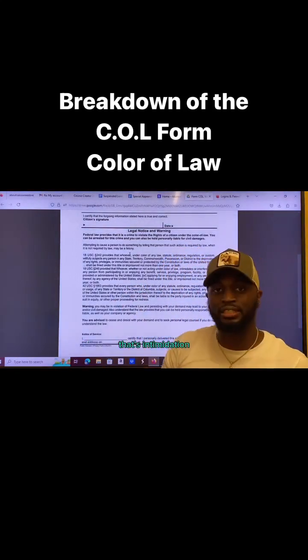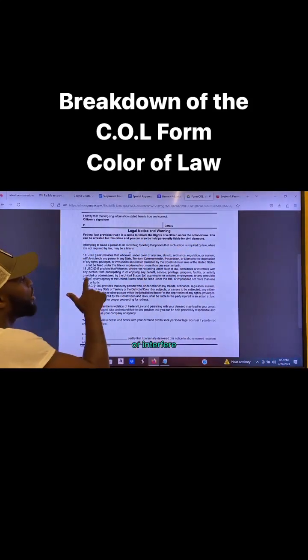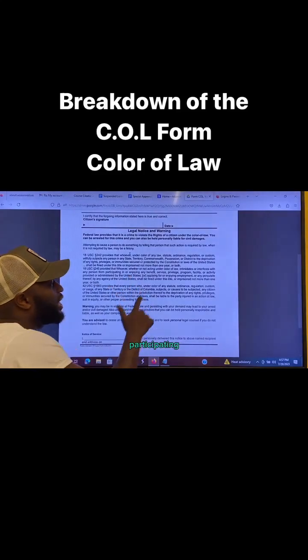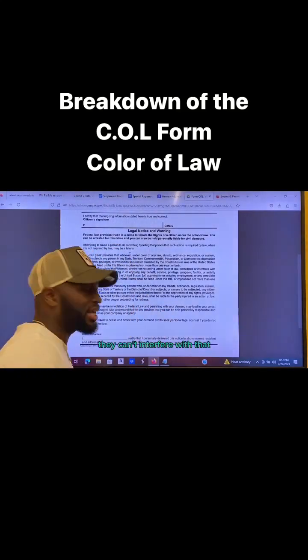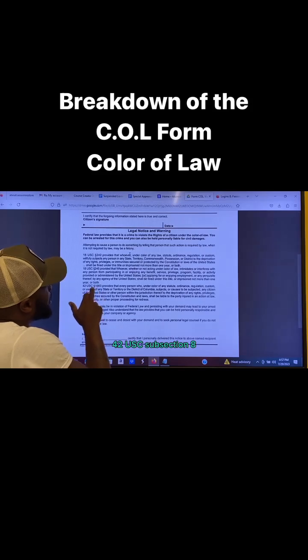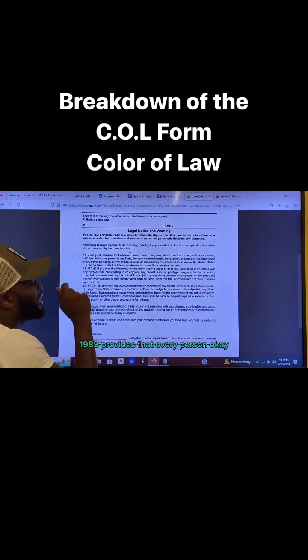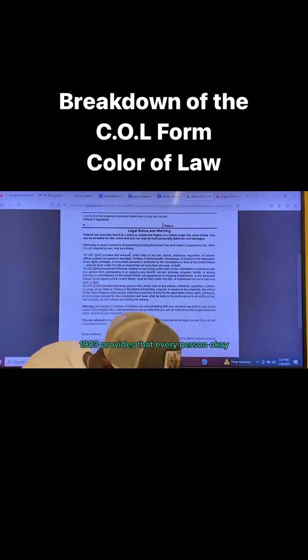That's intimidation. This law says that they cannot intimidate or interfere with any person participating in and enjoying any benefit of life, your freedom. They can't interfere with that. And the very last one, 42 USC subsection 1983, provides that every person, okay?